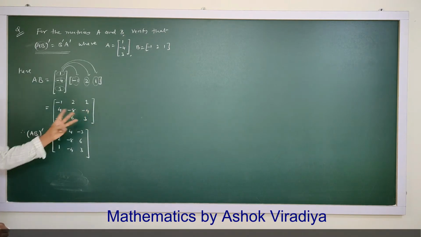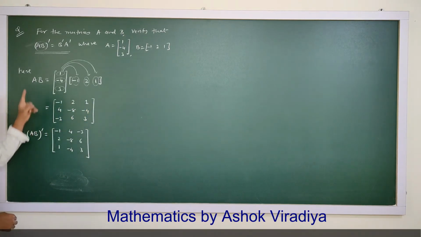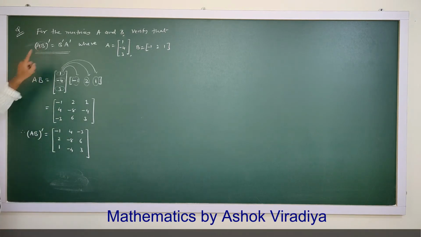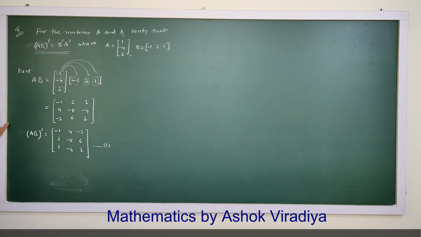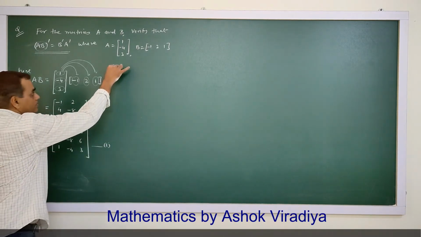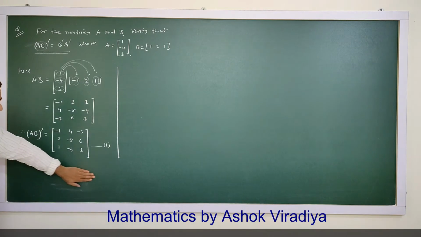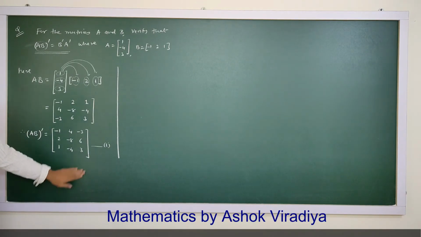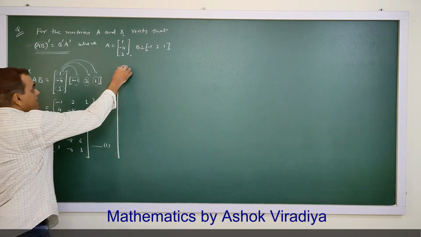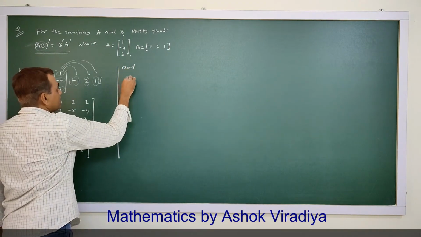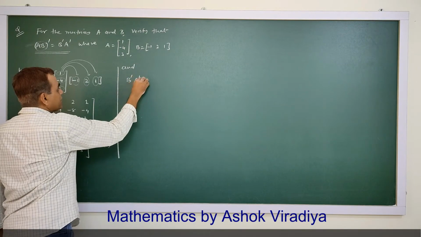So converting rows into columns, this is the transpose of this matrix. So this is the value of the left hand side, we say this is 1. Now on the other hand, we find B dash into A dash.